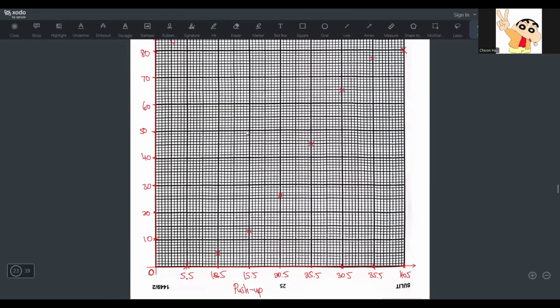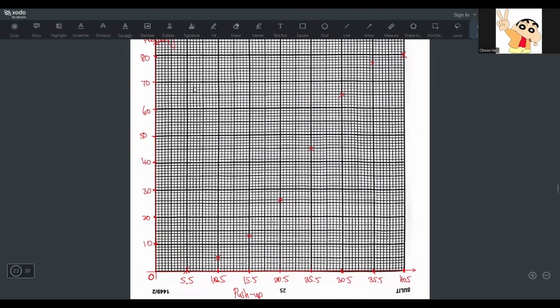Okay, now we are done with all the points. Now we can draw the ogive. When we draw, we have to use freehand. Cannot use the ruler, because this is a curve. So usually the ogive, there will be a curve here and there will be a curve here. The middle is just a straight line. Yeah, the middle part of the graph is just a straight line.